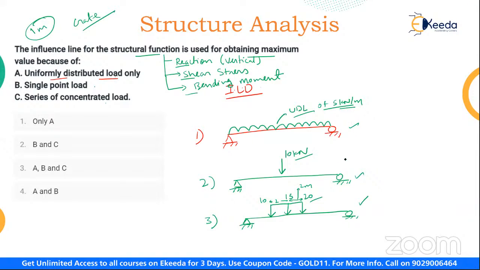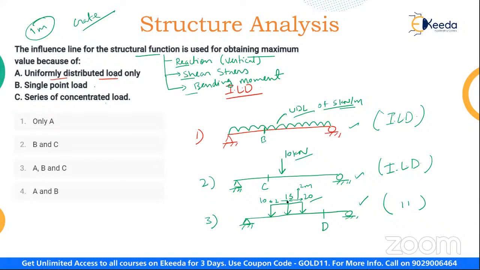So in all these three different cases, we can draw the ILD. What we can do is, I can draw the influence line diagram. This influence line diagram can be for anything. Let us say this can be for a vertical reaction at point B, or let us say in this case, the bending moment for point C, or in this case, the bending moment for point D.